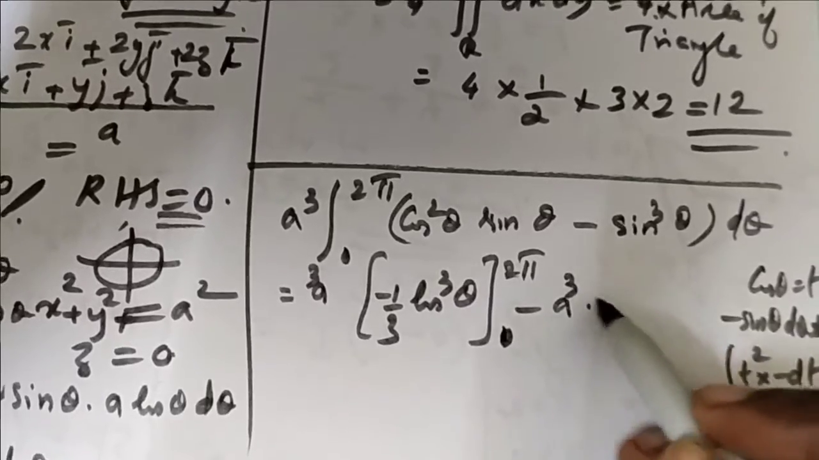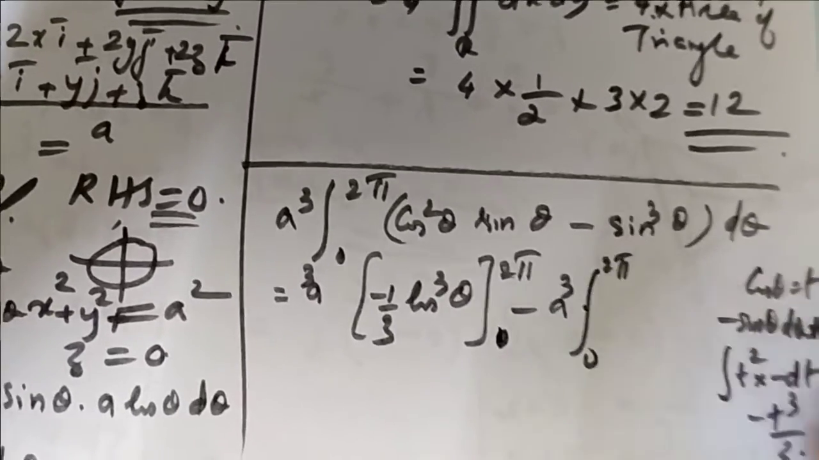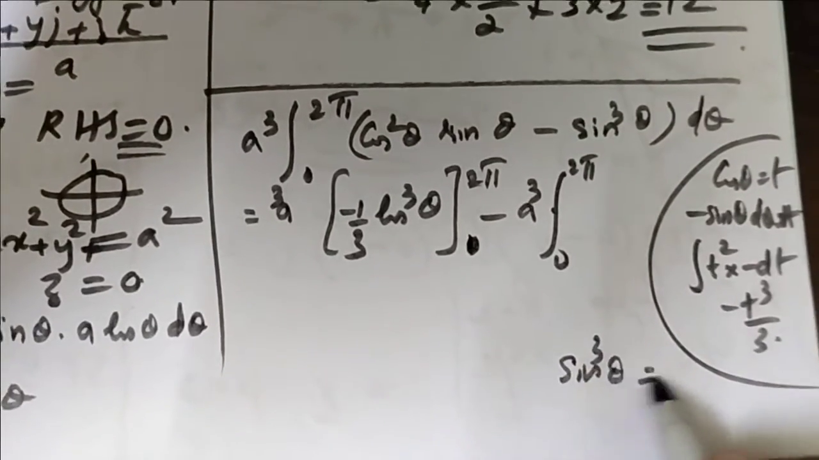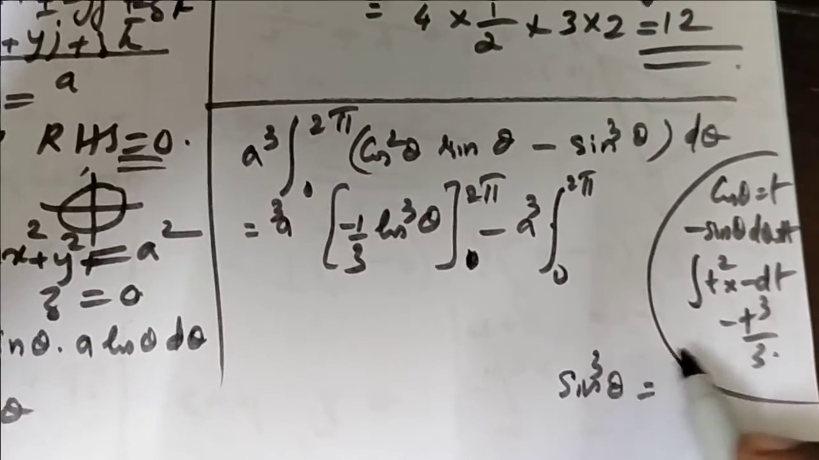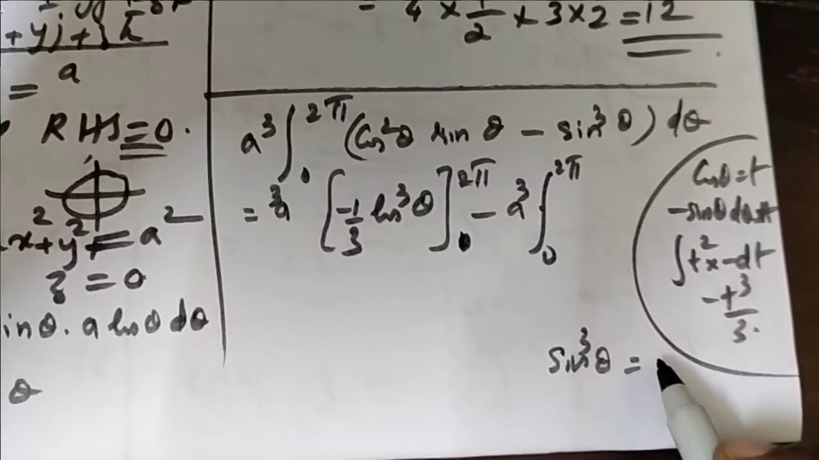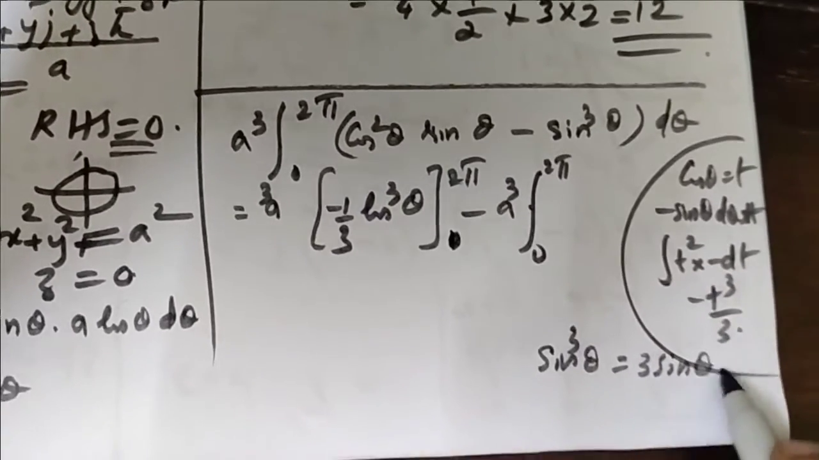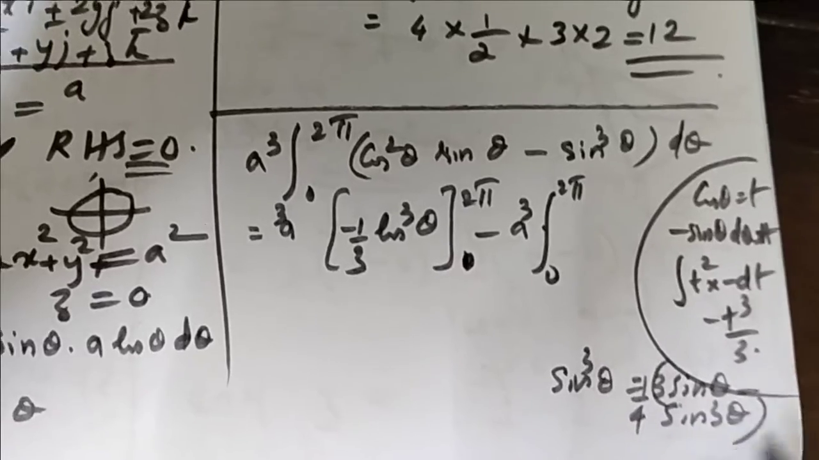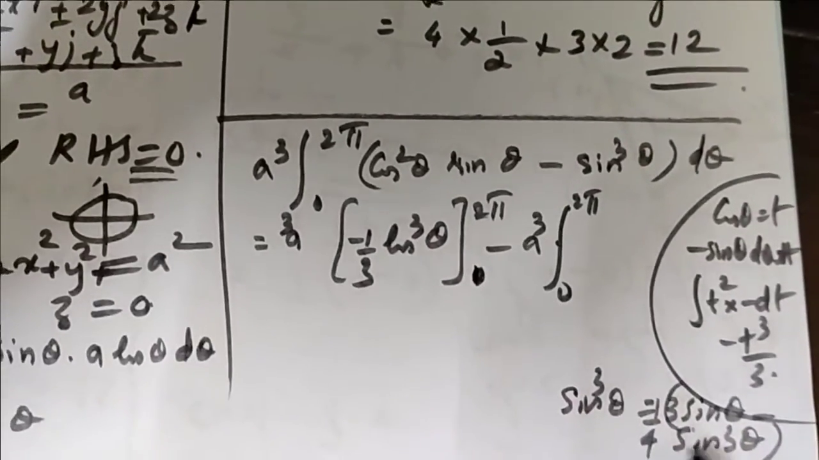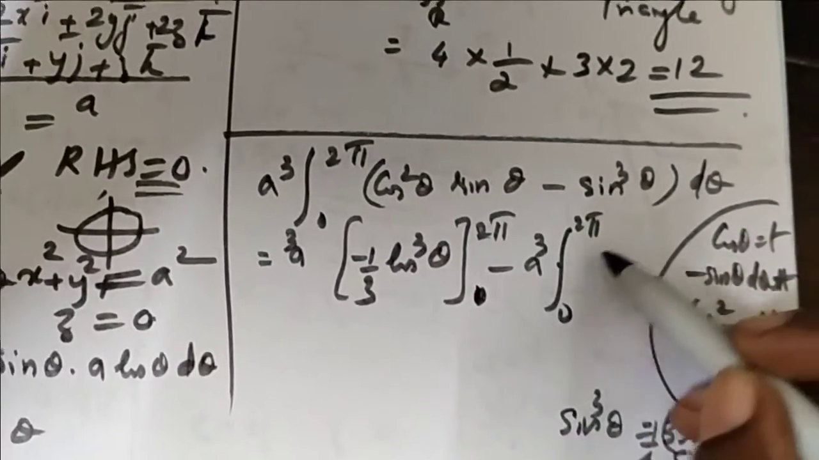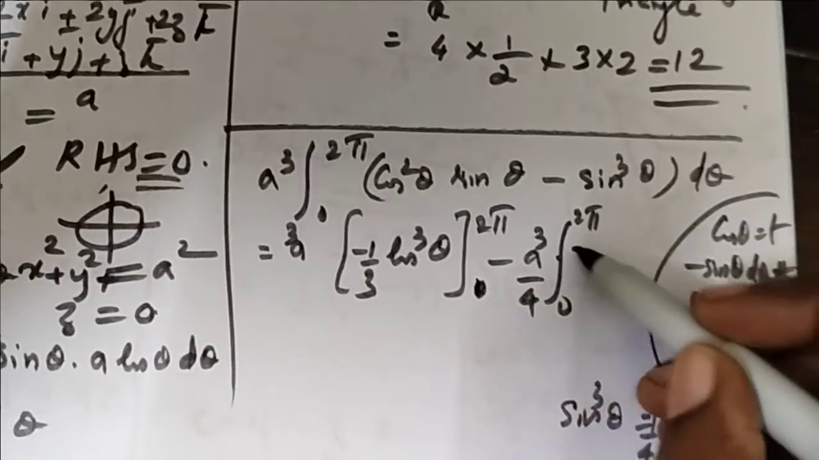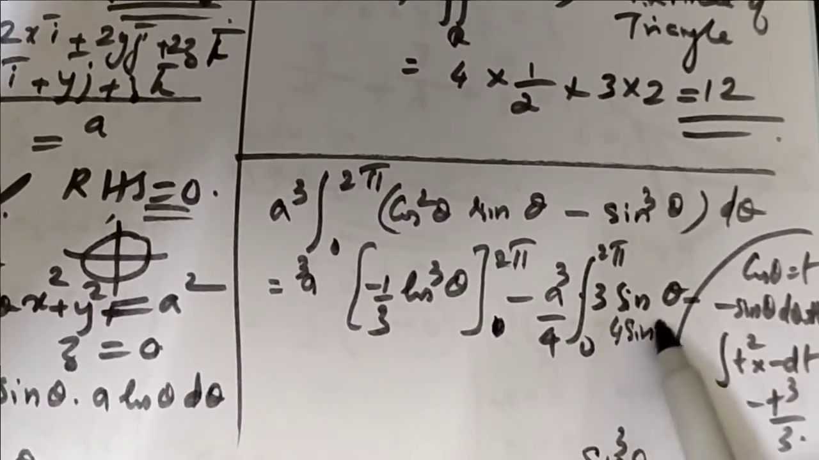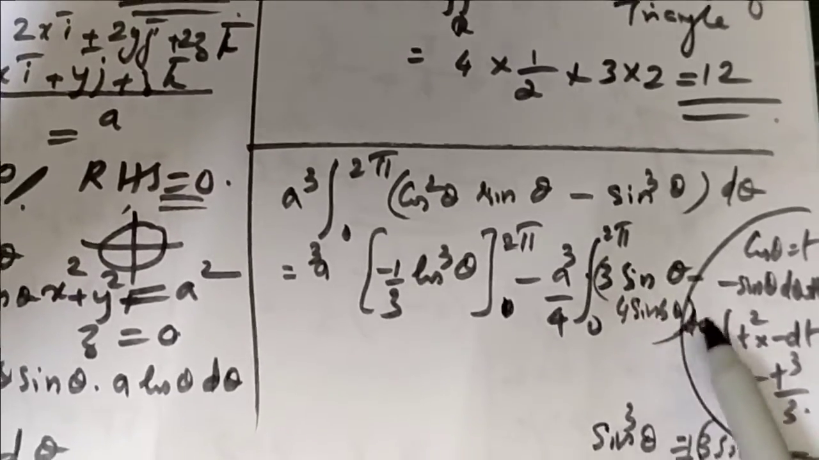So minus a cube into, what is the integral of sin cube theta? Sin 3 theta is 3 sin theta minus 4 sin cube theta. So sin cube theta is 3 sin theta minus sin 3 theta whole divided by 4. Okay, so we can integrate this one: 3 sin theta minus sin 3 theta d theta.